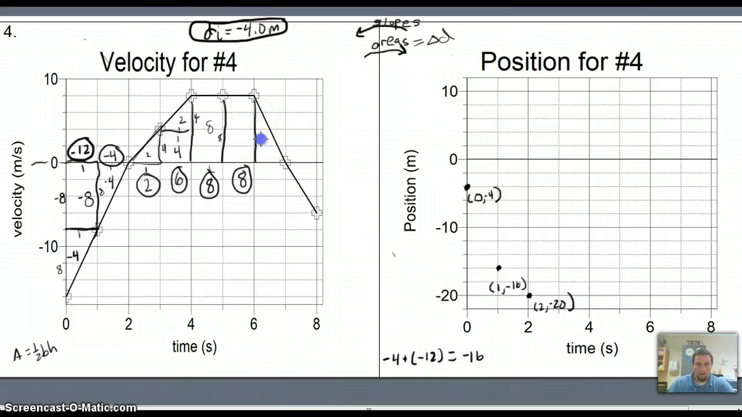I have a height of 8 here for this triangle with a width of 1, which gives me a total area of 4. I'm just going quickly over this, doing this in my head: 1/2 base times height.